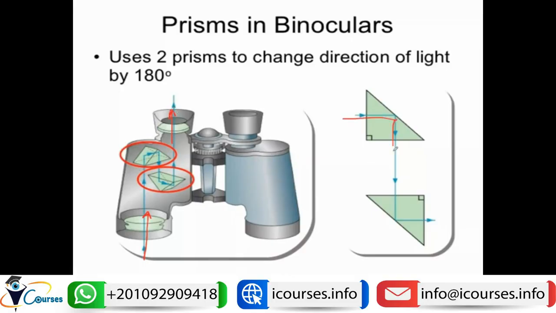And this is another example of the right-angled prism that will cause the image to arise from the other side. So these are usually used to change the direction of light. Also, in the slit lamp and other devices, they are used to change the way that the light moves.